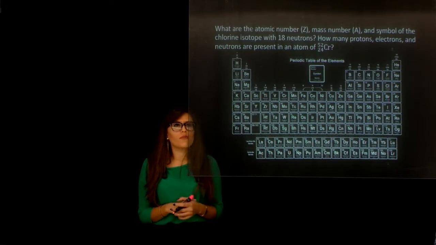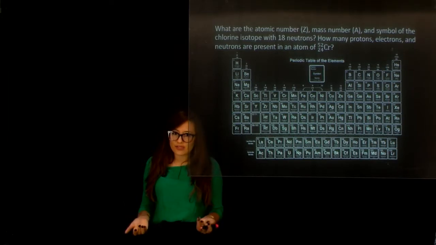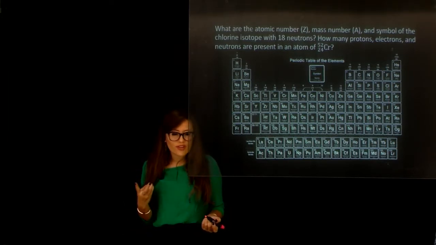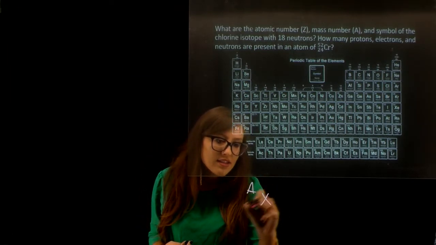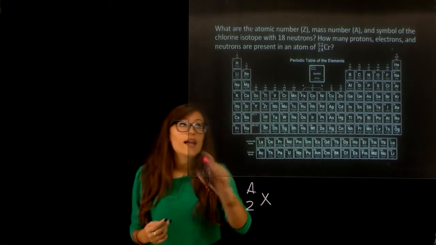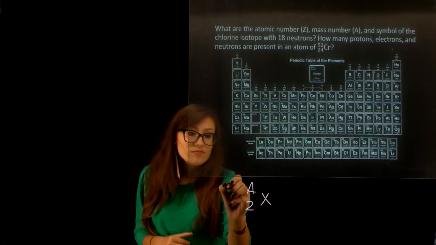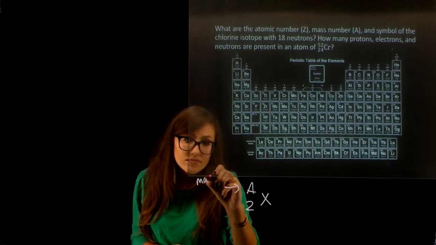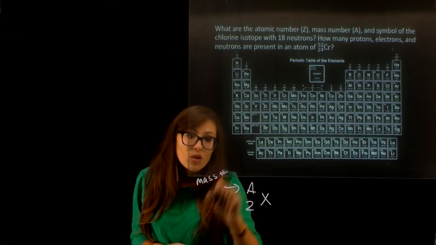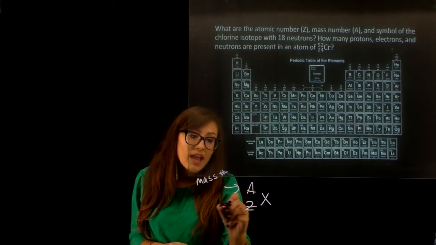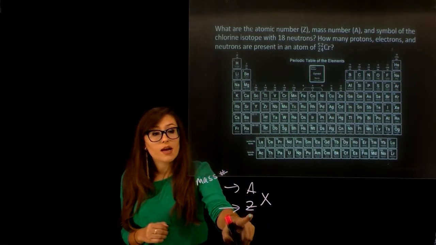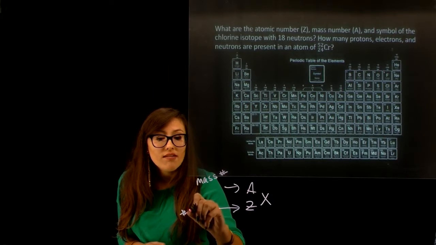The first thing that we need to know before we can tackle this problem is the notation for isotopes. We have two different notations that we use. We use one that looks like this, where A is our mass number, which is the number of protons plus the number of neutrons, and we have our atomic number, Z, which is the number of protons.